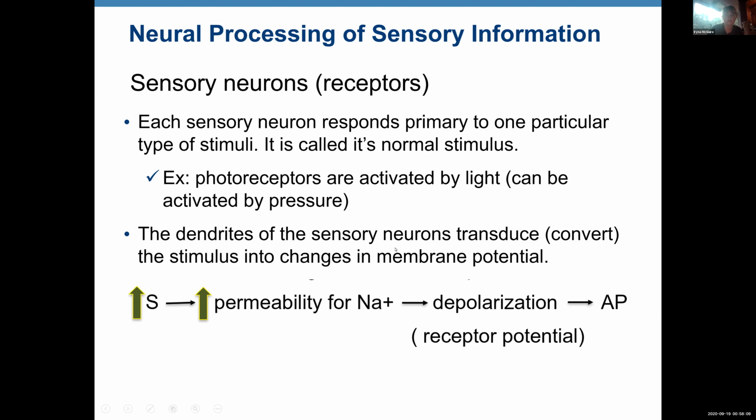The dendrites of the sensory neurons transduce, or convert, the stimulus into changes in membrane potential. So when we apply a stimulus, this increases permeability of the cell membrane to sodium ions. We know we have a high concentration of sodium outside cells, so sodium starts moving inside. Positive charges moving in cause depolarization of dendrites, and this is called receptor potential. If it reaches threshold, then at the axon hillock, an action potential can be generated. And an action potential is a long distance communication signal.